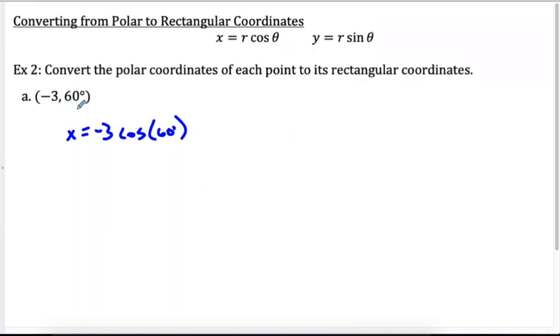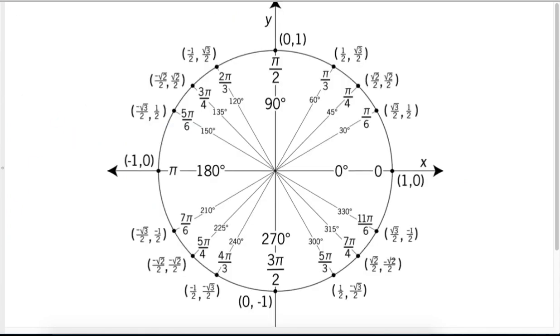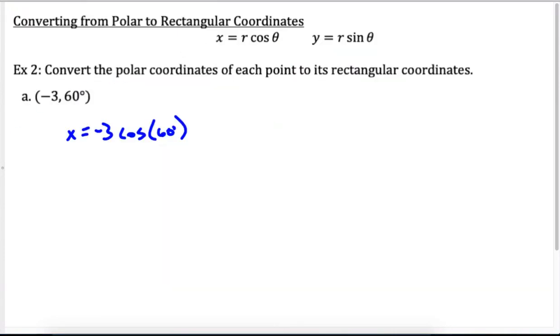Now, most of the time in these problems that we're given, these are going to be angles on the unit circle. So we want exact values. So use our unit circle. Go to 60 degrees and find the cosine. Remember, cosine is the x value, so that would be 1/2. So here, my x-coordinate is just going to be -3 times 1/2, or -3/2.